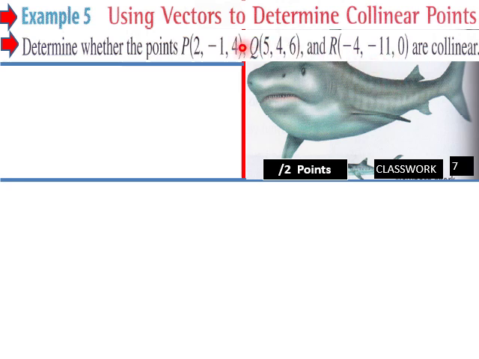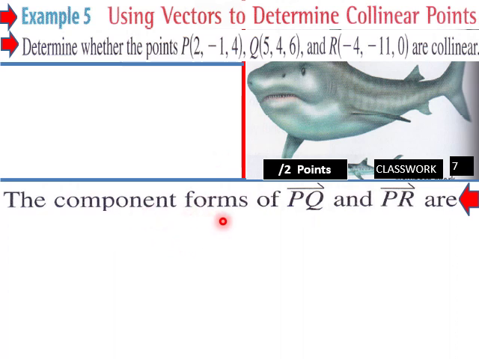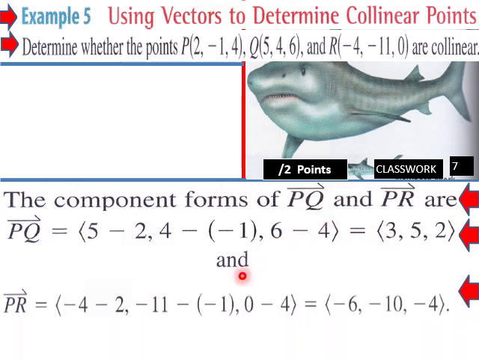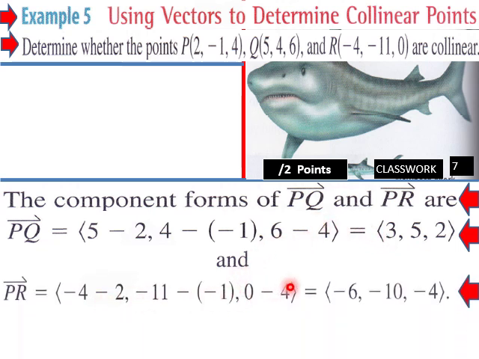Are any of these collinear with each other? So the component forms of PQ and PR are: PQ, you'll come up with this component form of a vector, 3, 5, 2, and PR, you'll come up with -6, -10, and -4.